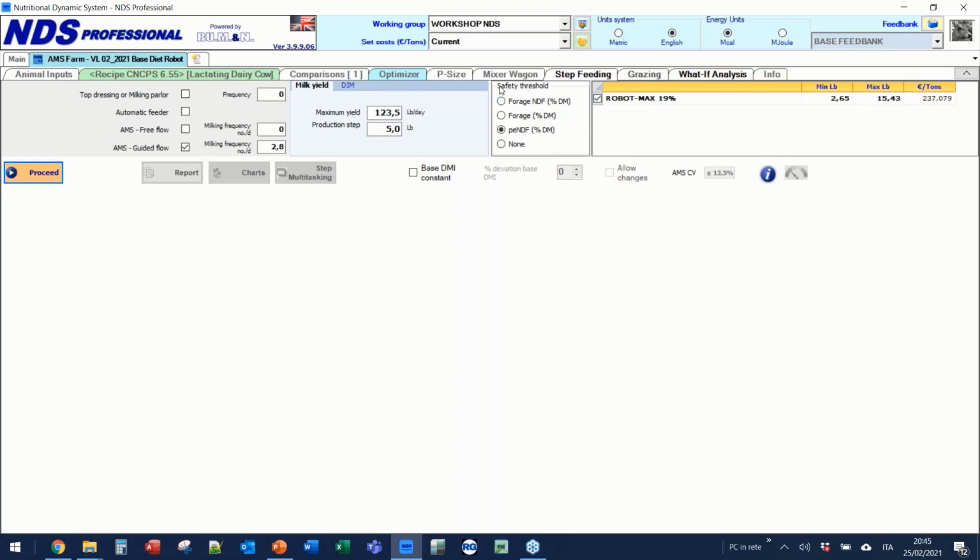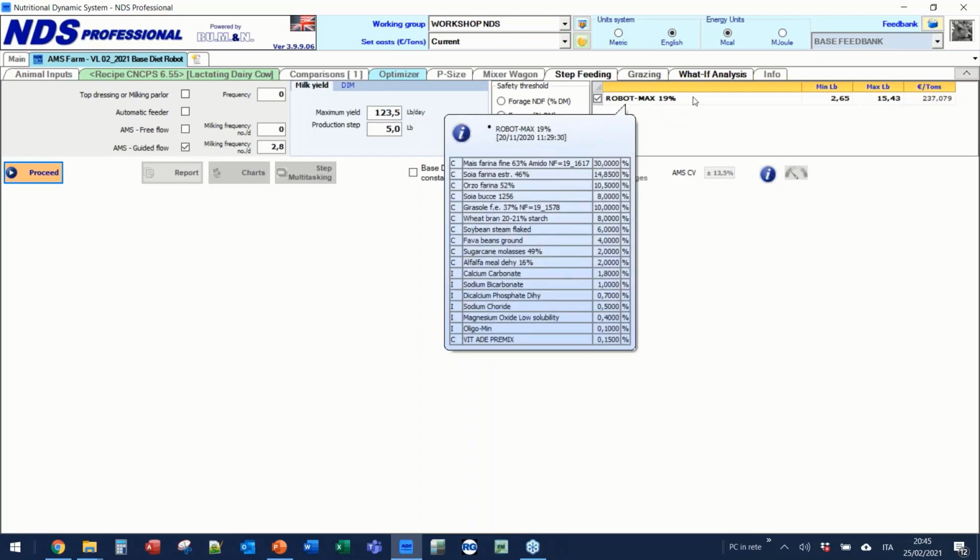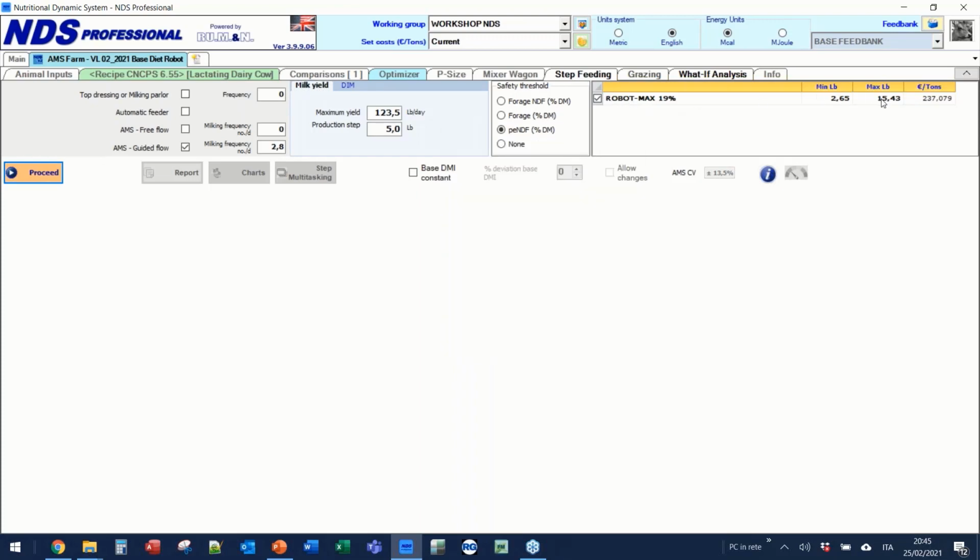I set the safety threshold during the optimization. The system always considers the rumen health, and we can monitor the safety of our diet through different parameters. My preferred parameter is the physically effective NDF, and here we can set the minimum and the maximum of the pellet I want to provide. Let's say 2.5 as a minimum, 16 as a maximum.